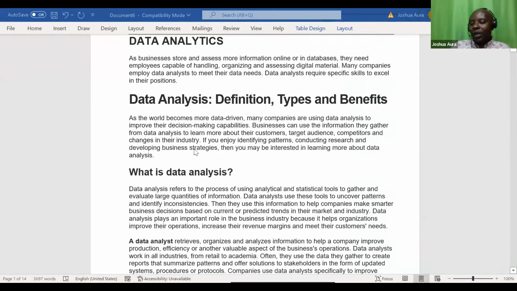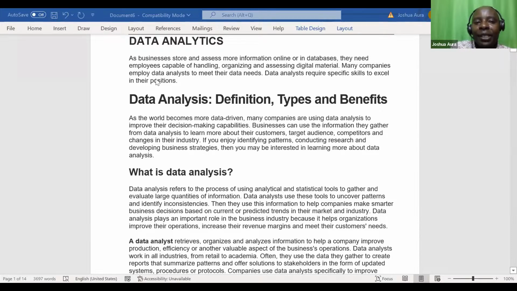Some document that I would want us to go through. Are you able to see my document? Data analytics document. Data analytics, yes.